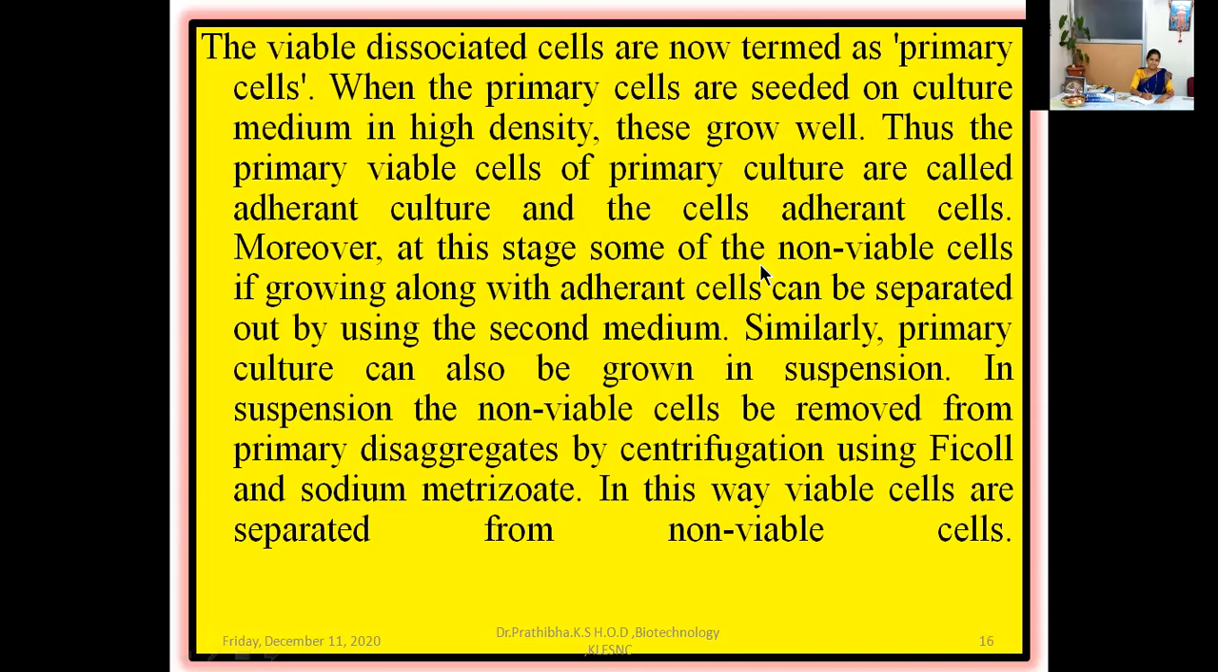Moreover, at this stage, some of the non-viable cells, if growing along with adherent cells, can be separated out by using a second medium. Similarly, primary culture can also be grown in suspension. Okay, in suspension, the non-viable cells are removed from primary disaggregates by centrifugation using Ficoll and sodium metrizoate. Okay, in this way, viable cells are separated from non-viable cells.